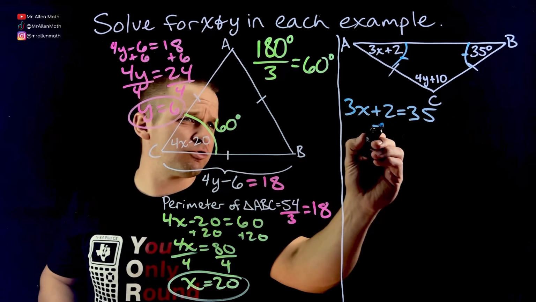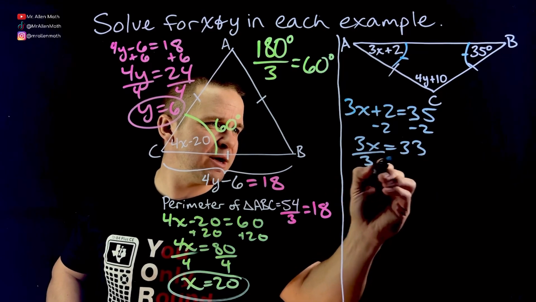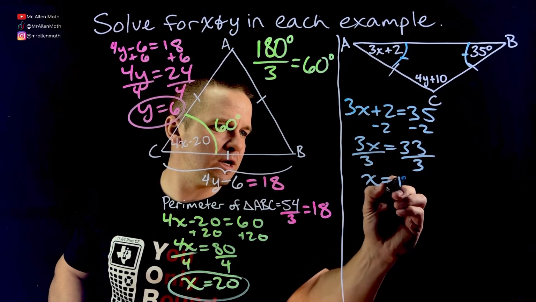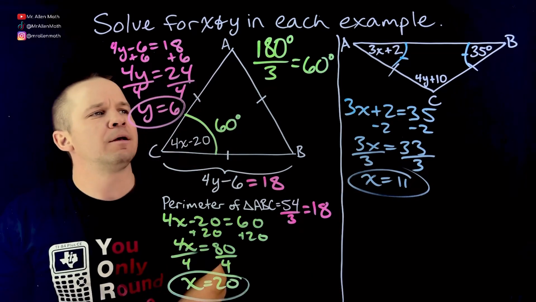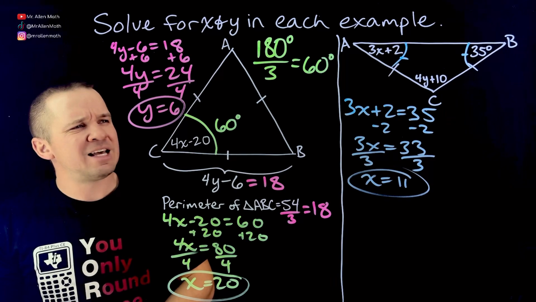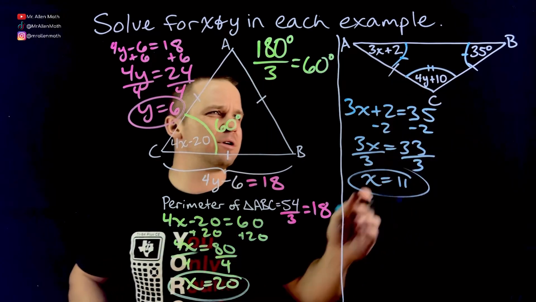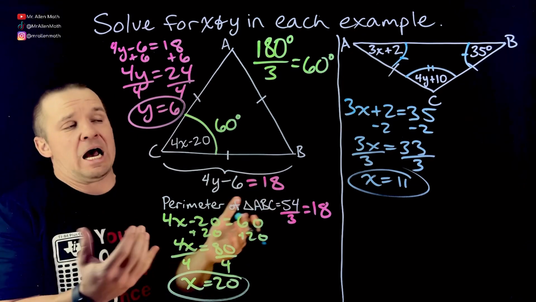So now let's see. I got to subtract 2. So you get 3x equals 33. Divide by 3, and we get x equals 11. Boom. Halfway done with that one. What about that 4y plus 10? It's just that angle right there chilling up here at C, which isn't congruent to the other two necessarily. It's not in this case.